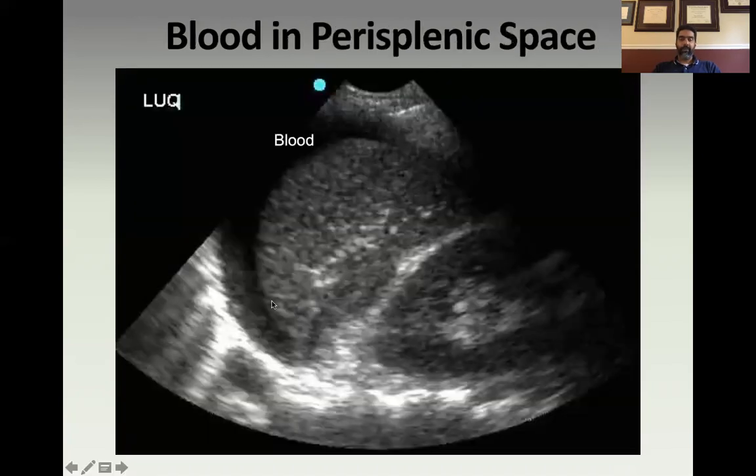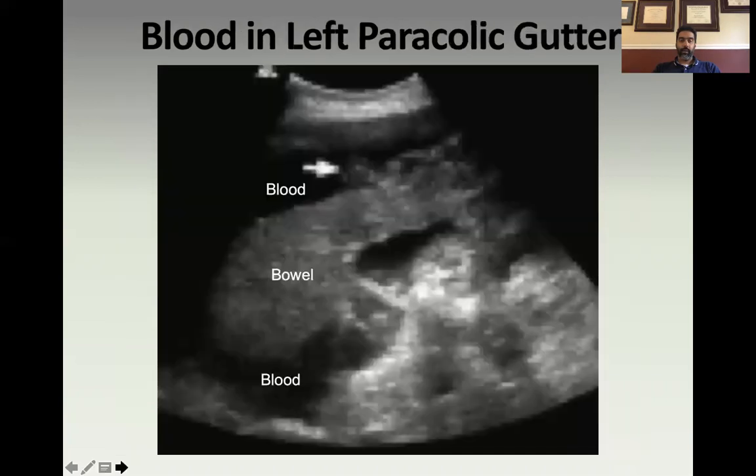Here's blood in the perisplenic space. Again, we mentioned oftentimes fluid will collect above the spleen, below the diaphragm first, before it invades the splenorenal space. So always look around. It's a dynamic study. Angle up and down, tilt up and down to make sure you're not missing anything. Sliding down, you're so inferior now that you don't even see the kidney. Here's the left paracolic gutter, and there is free fluid around this bowel here.